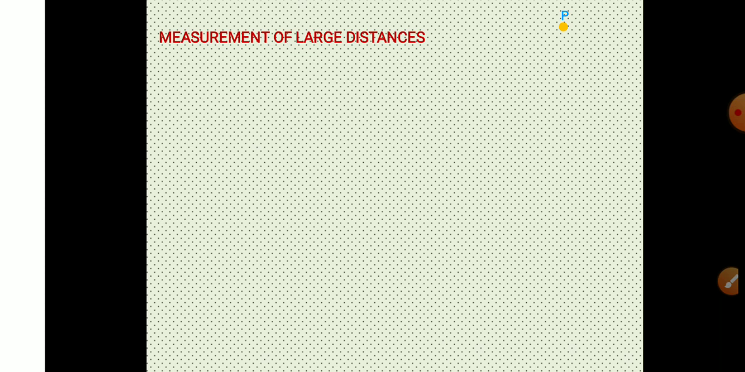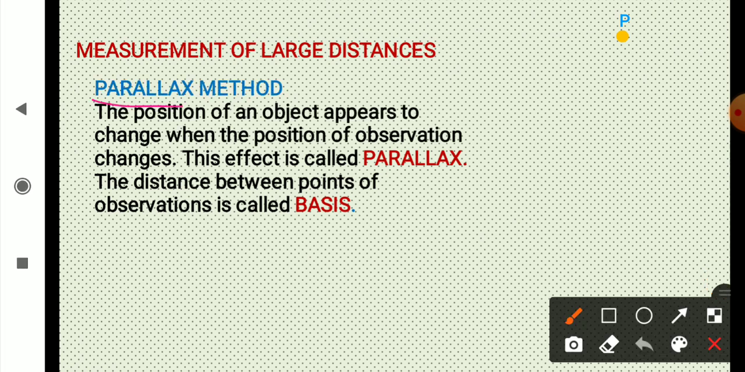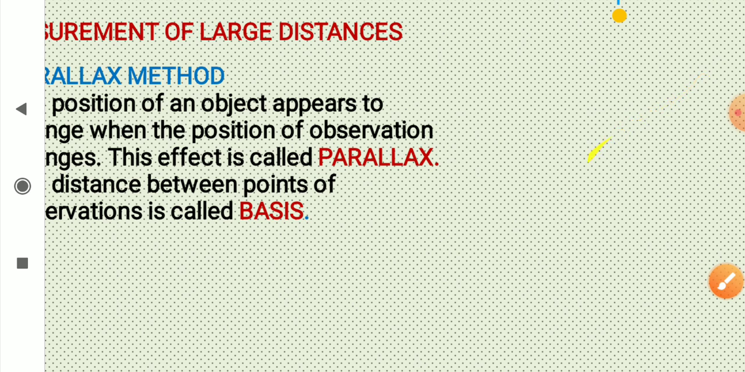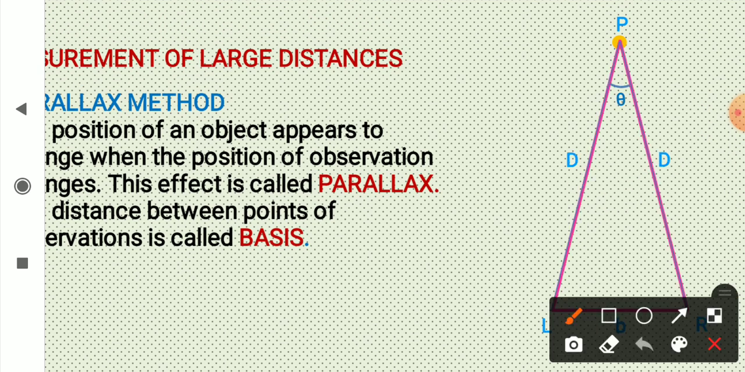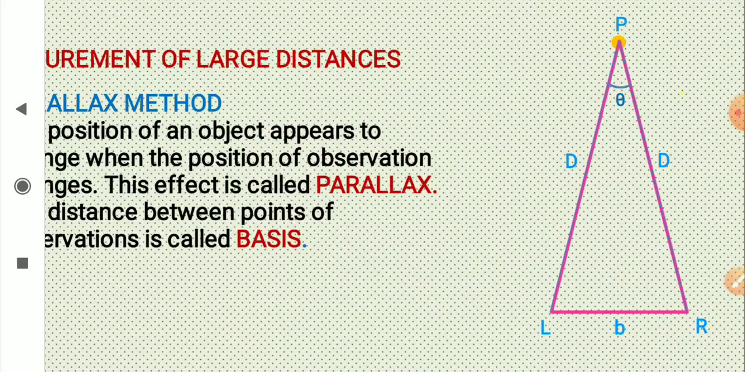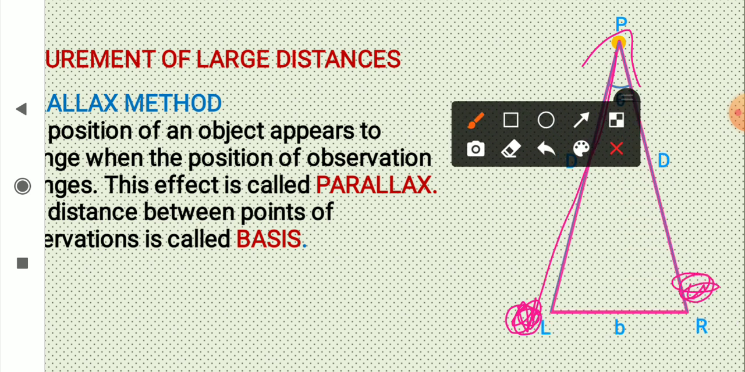And now measurement of large lengths. So if you want to measure very large distances, we use a method called parallax method. So let us try to understand it. The position of an object appears to change when the position of observation changes. Now this effect is called parallax, and the distance between points of observation is called the base. It is like you want to observe this point P, and this point P is observed from two different points. When it is observed from this point, it appears along this direction, and when it is observed from this point, its position changes.